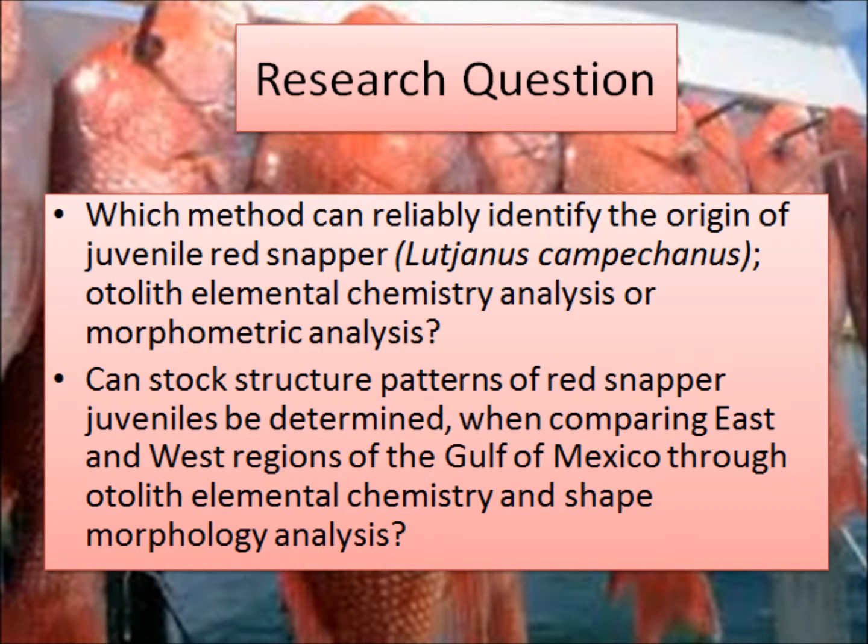My research questions so far are the two following. So which method can reliably identify the origin of juvenile red snapper: otolith elemental chemistry analysis or morphometrics analysis? So it will be a comparative study. And then the other one would be, can stock structure patterns of red snapper juveniles be determined when comparing east and west regions of the Gulf of Mexico through otolith elemental chemistry and shape morphology analysis?